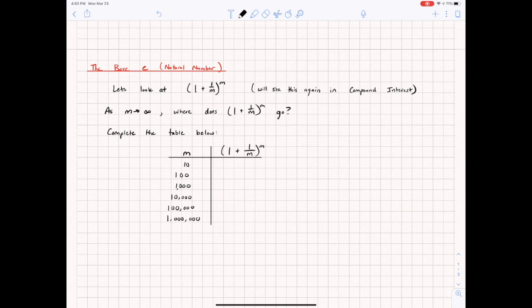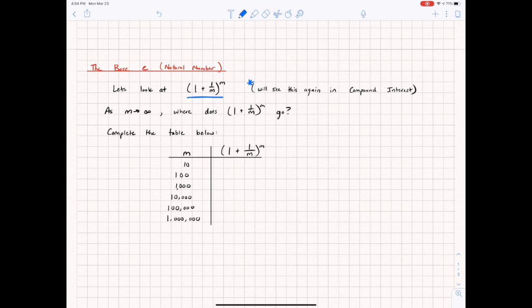And so to start our investigation for e, we look at this kind of weird expression, (1 plus 1 over m) to the m. As you'll notice in my note here, we'll actually see this again in the next section. It's a really important expression that defines exponentials, especially in terms of growth. If you had me for pre-calculus, we looked at this in terms of interest and bacterial growth.